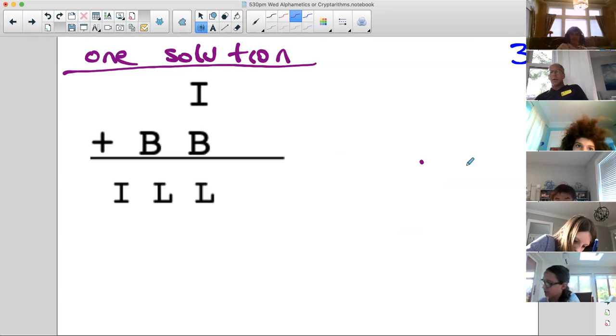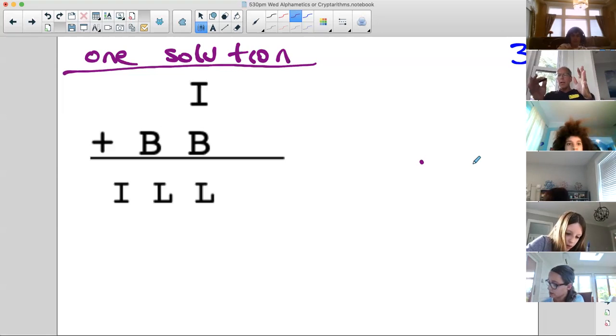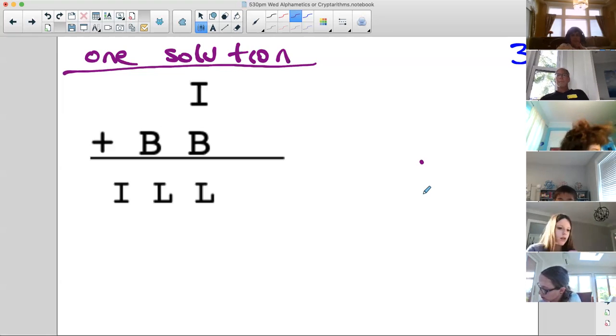Could we use 0? 0 is a perfect thing to use, but be careful where you use it. If you use it to start a number, that's not going to work. 0 can't be at the beginning of a number, or at the end. Only certain letters in this problem can. That was a great question.